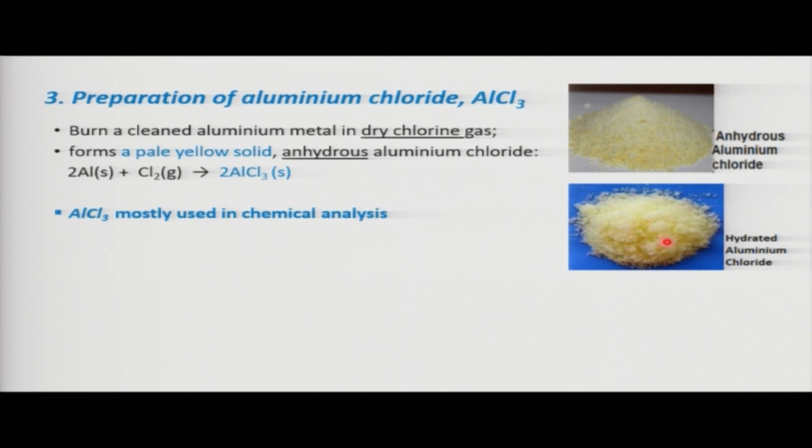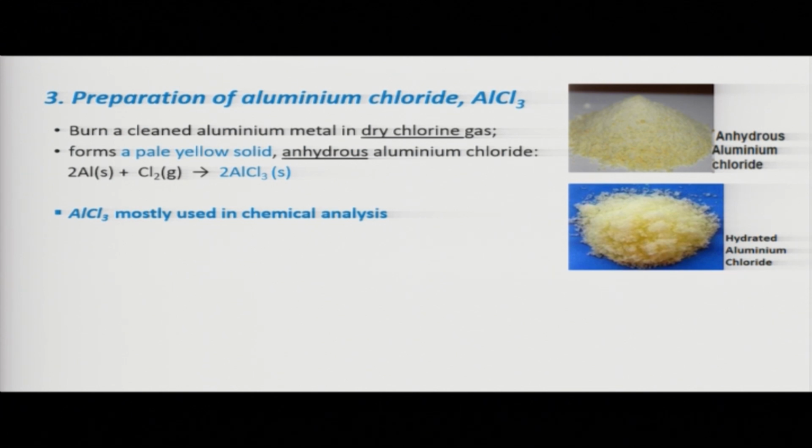So if these are crystals, they have some water of crystallization. This is just anhydrous. It is a bit dry. It does not have the water in it. So if you were aiming at forming anhydrous, you need to use dry chlorine. If you use chlorine gas with some water, then it's going to distort your product. Briefly, this aluminum chloride is used in chemical analysis, unlike sodium chloride and magnesium chloride, which are commonly used in our day-to-day body contact. But this is mostly used in chemical analysis.